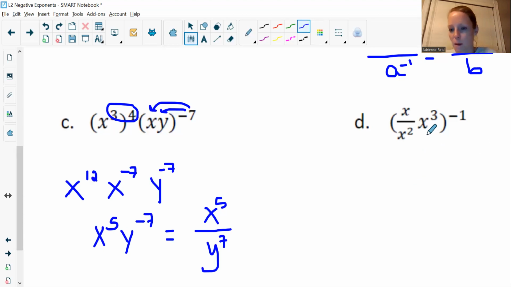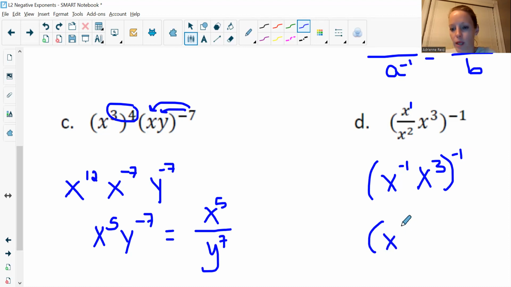Okay, this one looks messy. So I'm going to follow BEDMAS. I'm going to worry about what's in the bracket, then the exponent. So looking at this fraction here, 1 minus 2, because I've got this division, is going to be x to the power of -1, x3. So I'm doing one rule at a time. This is a product rule, it's multiplication, so I'm adding. So then I'm going to have x -1 plus 3 is 2.